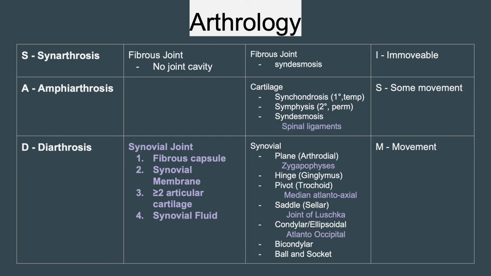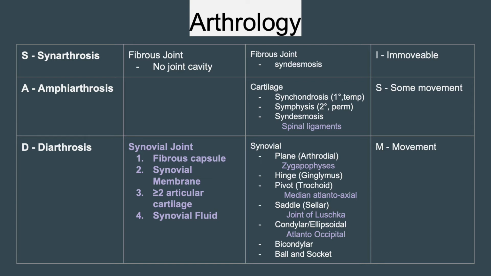So next to each of the joint types, we have some of the features of them. So know that synarthrosis is a fibrous joint and it has no joint cavity. And then the classification under it is going to be a syndesmosis. So remember how we talked about those spinal ligaments being classified as amphiarthrosis syndesmosis? So that's where things change a little bit. So you also have a synarthrosis syndesmosis, and that is going to be immovable.